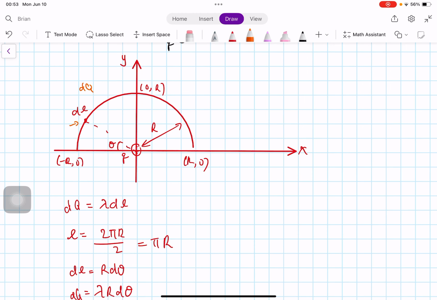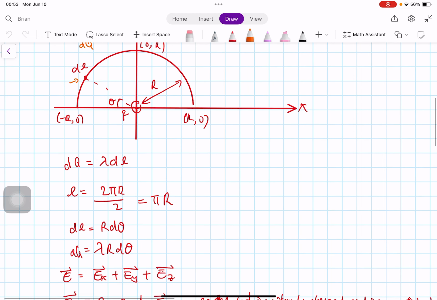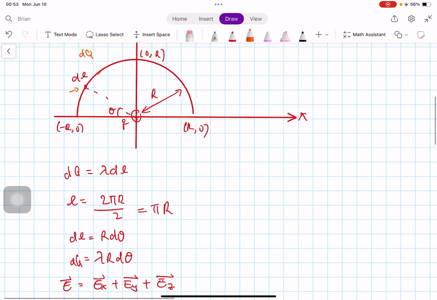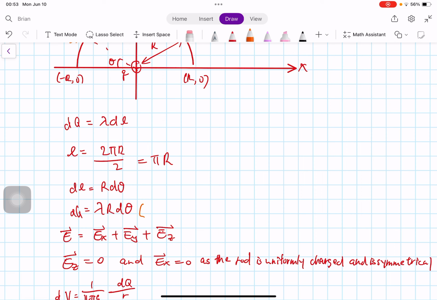And L is simply 2 pi r divided by 2. Because this is a semicircle, a full circle would be 2 pi r, and I've divided by 2 to get pi r. So dl equals r d theta. This is just by mathematics. If I have the dl here, I'm talking about this little length. I'm trying to convert dl to d theta, so I have to use some trigonometry to get this equation, dl equals r d theta. After that, I have dq equals lambda r d theta.